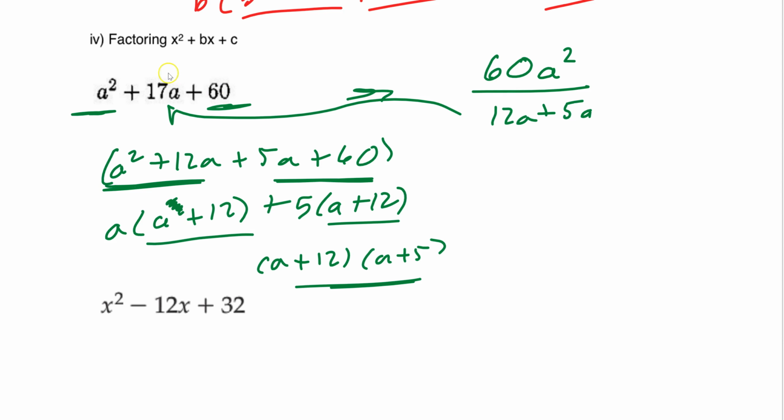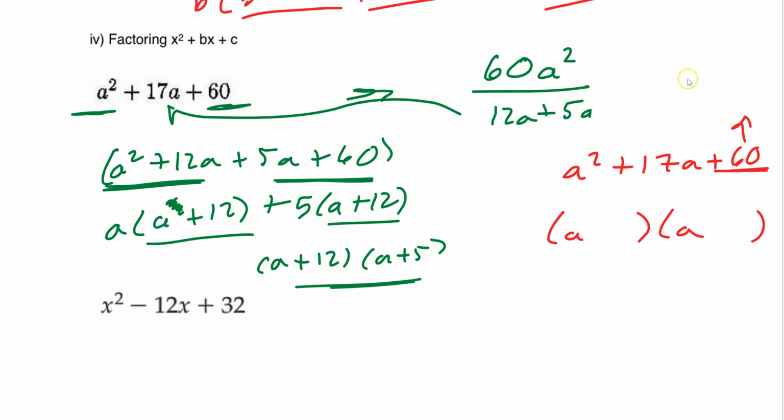If there's no number up front, then we can just do a shortcut where all we do is look at the last term. We know it has to be a and a. So we look at the last term, figure out two things that multiply to get 60 but add to get 17, and that is 12 and 5. They're both positive, so a plus 12, a plus 5. Again, that's what I would do because it saves you probably about 30 seconds. It's just the easiest way of doing it. So with no number in front, just do the easy way.